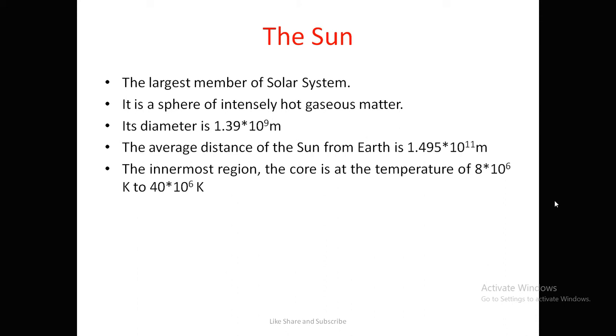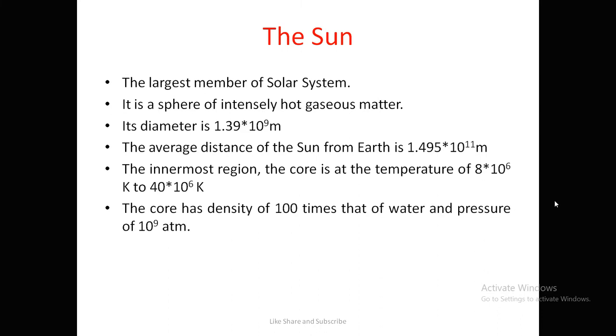The innermost region, called the core, has a temperature of 8 × 10^6 Kelvin to 40 × 10^6 Kelvin. This is a very good figure to remember. It has this much temperature inside the sun, and that part is called the core. The core has a density of 100 times that of water and a pressure of 10^9 atmosphere. These are some of the figures related to pressure.